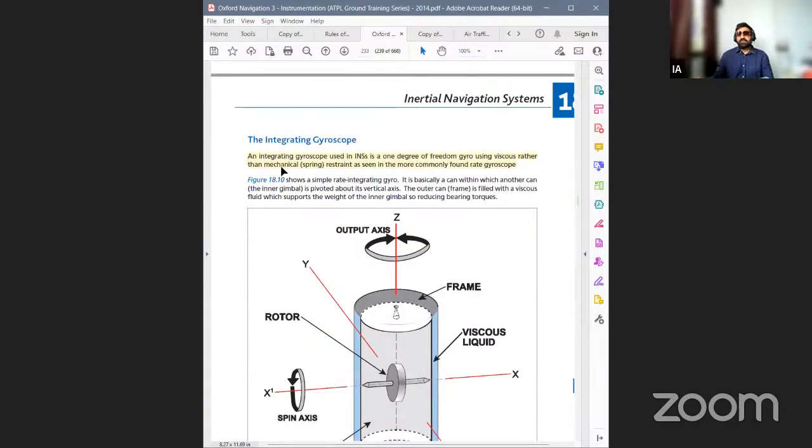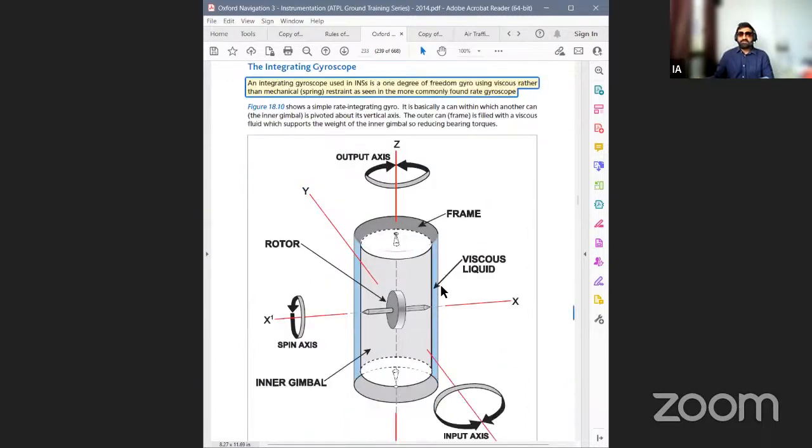Now, this is the integrating gyroscope. It is a single degree of freedom gyro, which uses a viscous liquid. The liquid is here in this metallic frame instead of a mechanical spring. So it's a single degree rate gyro called the integrating gyro. See here, the rotor is there, the rotor axis is there, and it is pivoted properly, and then it is put into a frame and a cylinder, which has viscous fluid instead of a spring to keep it stable. So these are just key points you need to remember.